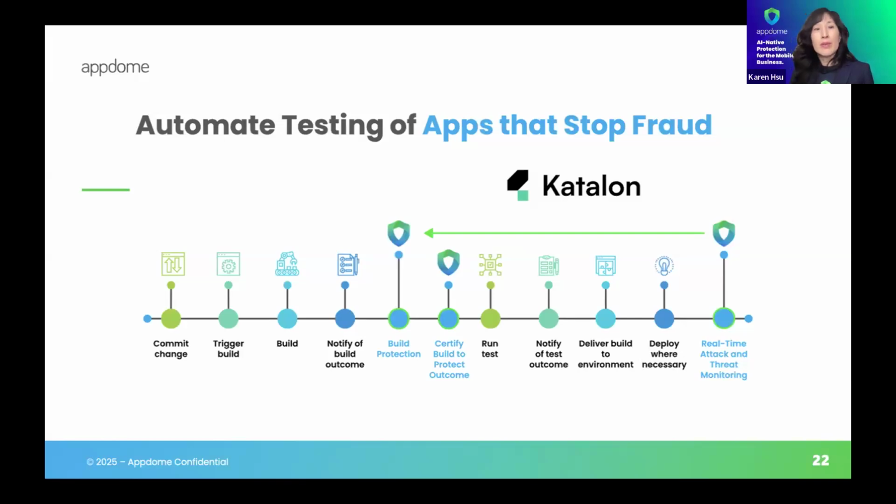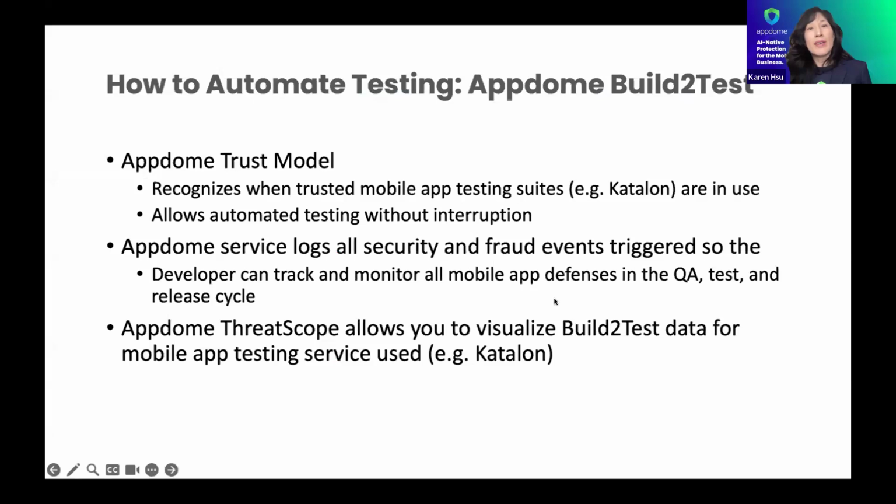So after you have added the protections in, it's important to test that the apps work as expected functionally. And this is where, like we talked about before, we have the ability to create a specific version for Katalon, which is using our build to test plugin. And the way this plugin works is that it has an Appdome trust model, which recognizes when Katalon or any other mobile app testing suite is being used and allows the automated testing to continue without interruption.